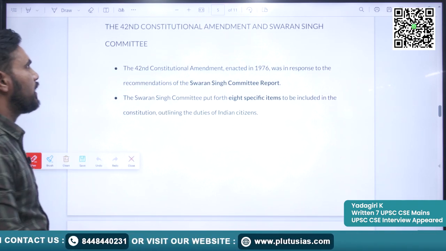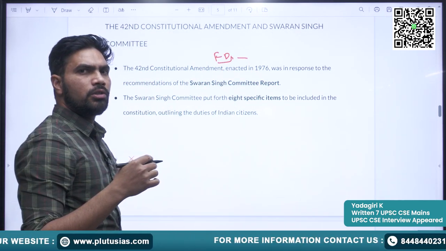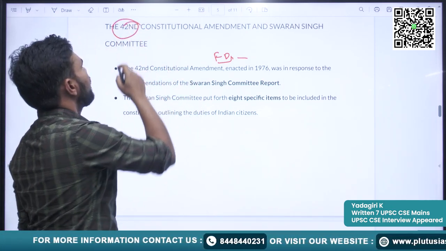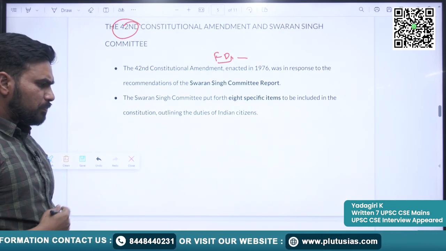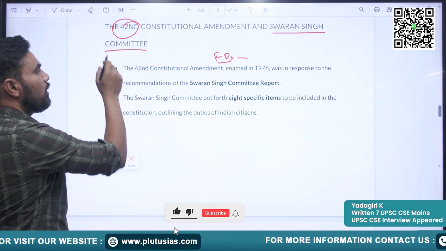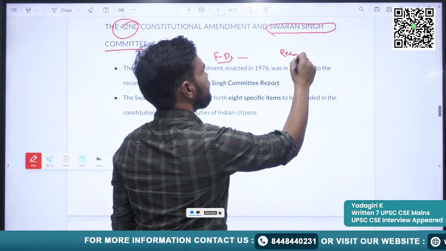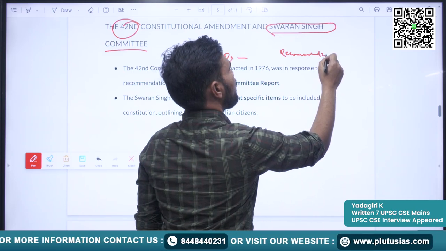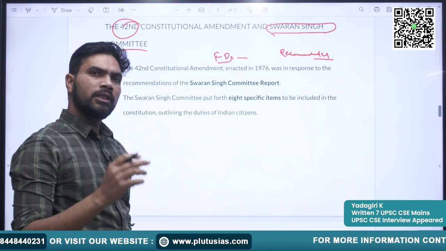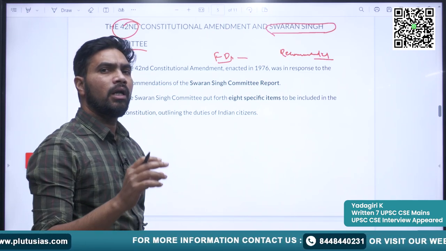As we have earlier discussed, the fundamental duties were not there in the original Constitution that was adopted in 1949. They were added through the 42nd Constitutional Amendment Act. A committee was formed, the Swaran Singh Committee. This committee recommended that there should be a list of fundamental duties, so that citizens of India are expected to perform or act upon these duties.